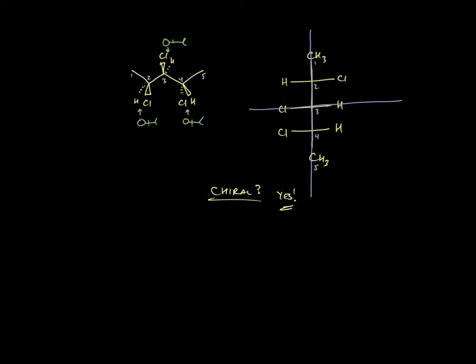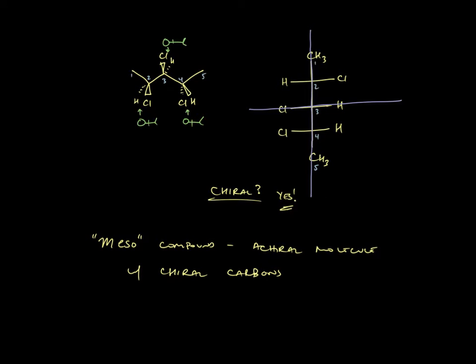Once again, with lots of chiral carbons, the odds are that the molecule is going to be chiral, but it is not always chiral. So we have one more thing to define, which is a meso compound. A meso compound simply means that it is an achiral molecule with chiral carbons. So molecules with chiral carbons are often chiral, but sometimes they're not. And when they're not, we call them a meso compound.